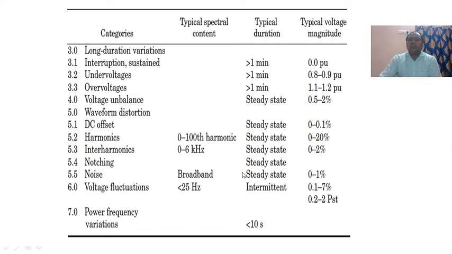In notching, it is steady state. In noise, there is a broadband, which is steady state, and lies in 0 to 1%. In voltage fluctuation, the frequency is less than 25 hertz, which is intermittent. The voltage magnitude is 0.1 to 7%. In power frequency variation, the duration is less than 10 seconds.